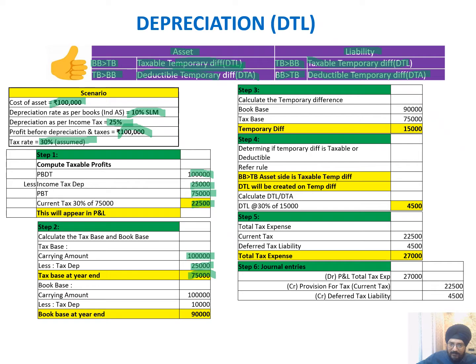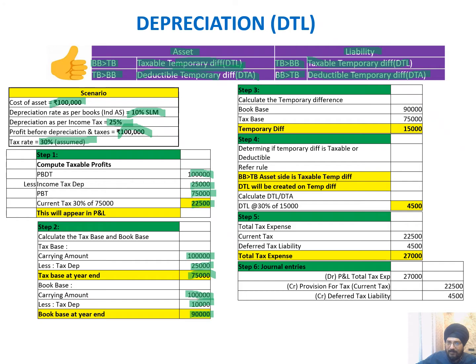My book base is 1 lakh as the carrying amount, but my depreciation as per books is 10% on the straight line method. On 1 lakh, 10% is 10,000. So I'm deducting 10,000 of depreciation, and my book base is 90,000. My tax base is 75,000. My book base is 90,000. Which means my book base is more than my tax base, so my first rule will apply, and we have to calculate the temporary difference.